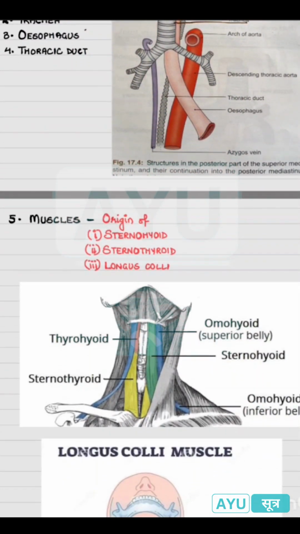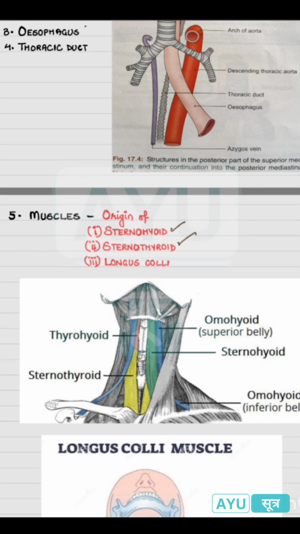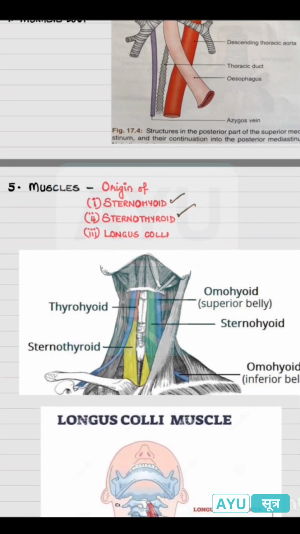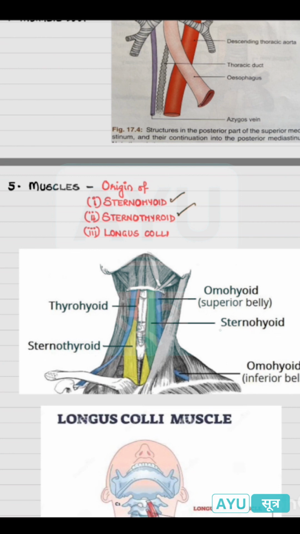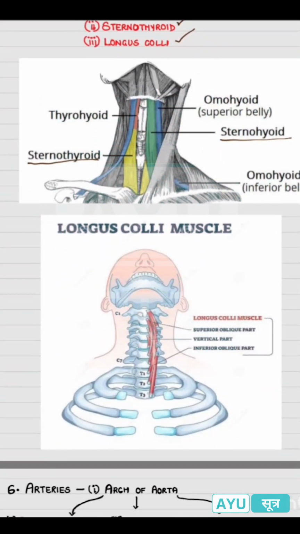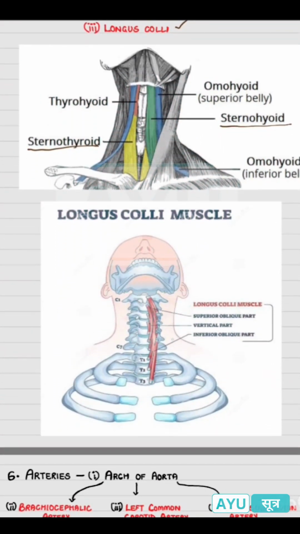Next we have some of the muscles situated in the superior mediastinum. Sternohyoid. It originates from the upper and posterior part of manubrium. Sternothyroid. It originates from the manubrium below the origin of sternohyoid, as you can see in the figure. Sternohyoid, sternothyroid. Longus colli. It also originates from the transverse processes of C5 to T3 vertebrae.